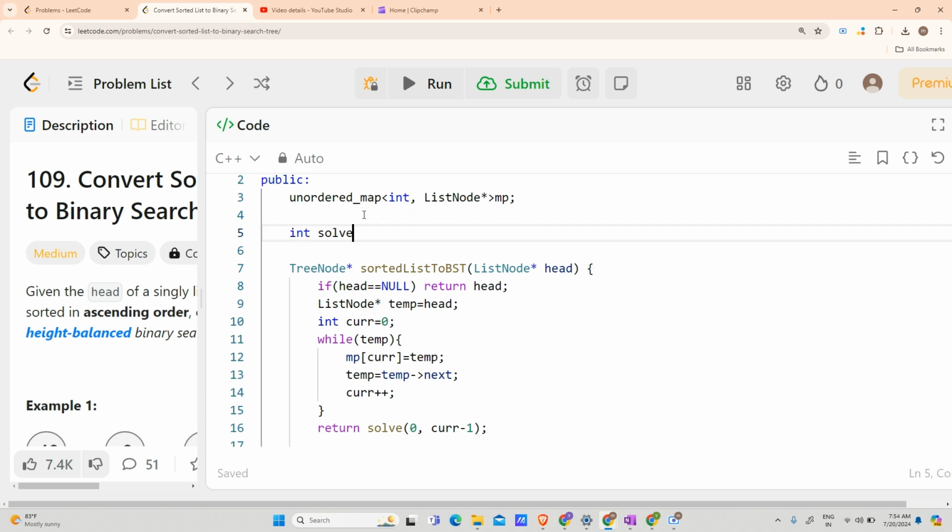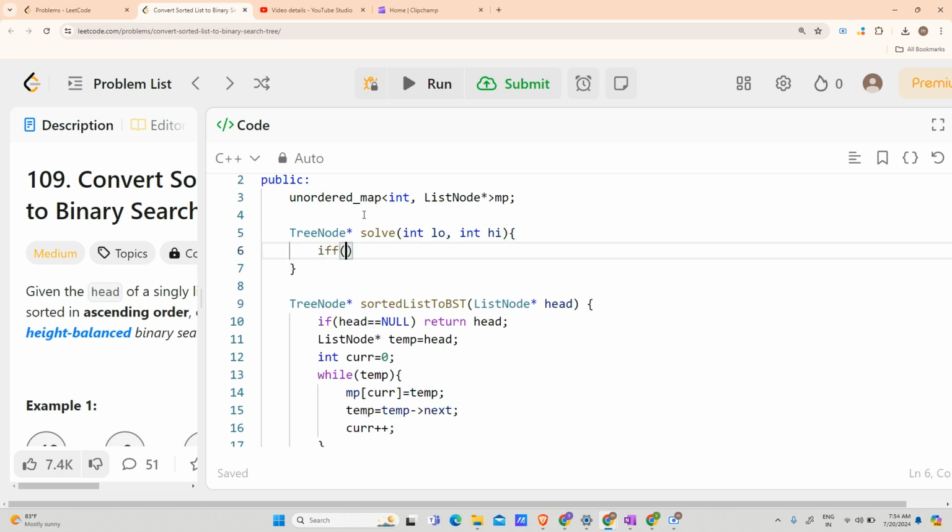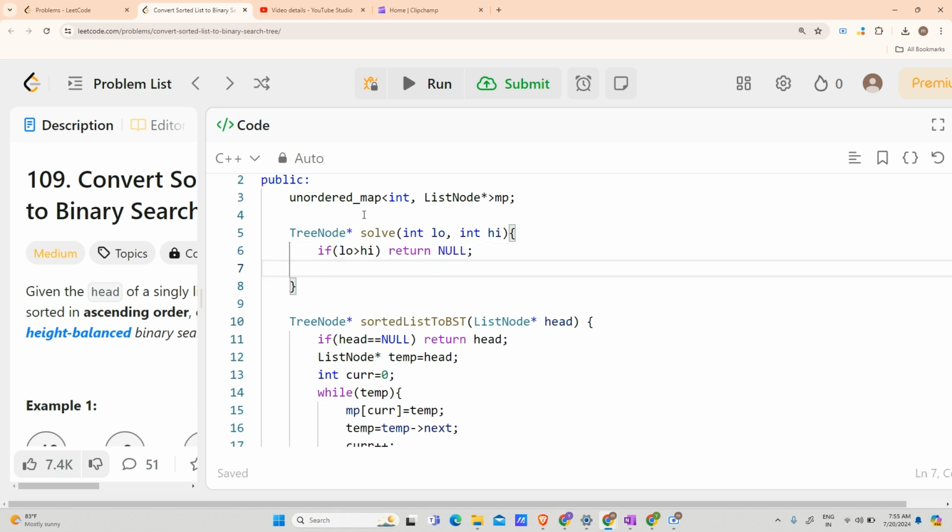Now implement the solve function. So it is not int solve, it is actually tree node star solve, which is taking my low and high only. So int low and int high. What will you do? If my low is somehow greater than high, in that case simply return null, because you cannot process it further. Otherwise, find the mid. So int mid is going to be my low plus high by 2.